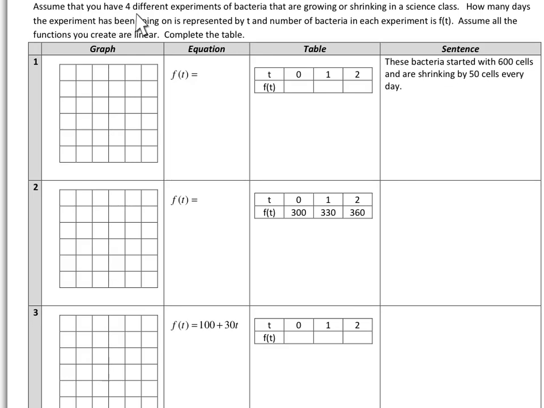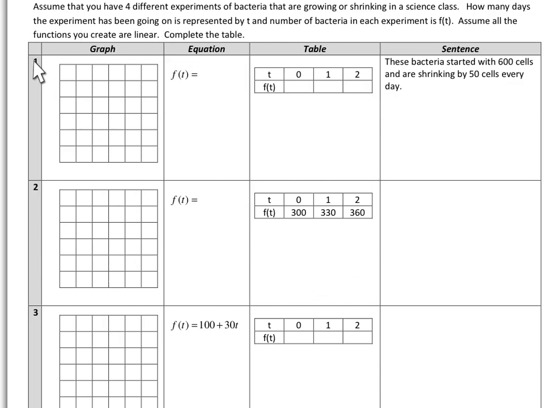Assume you have 4 different experiments of bacteria that are growing or shrinking in a science classroom. So you have 4 different cultures. Some are growing, some are shrinking. How many days the experiment is going on is represented by T, and the number of bacteria in each experiment is F of T. Assume all of them are linear, and we're going to complete this whole entire table.